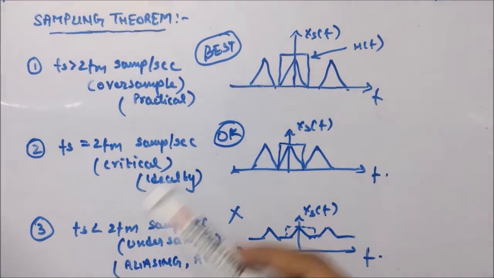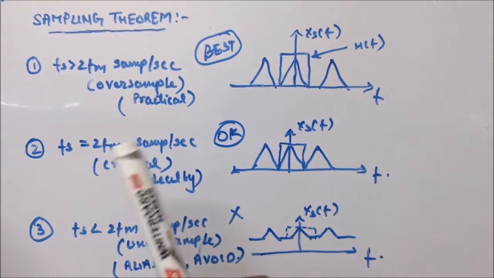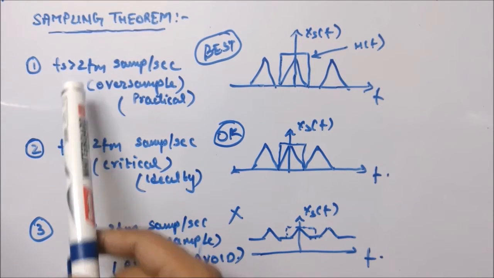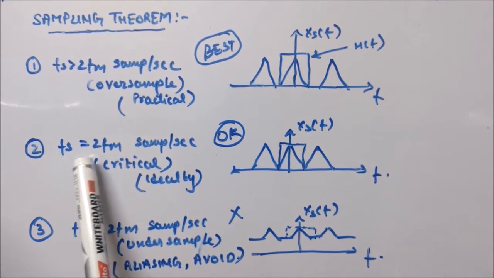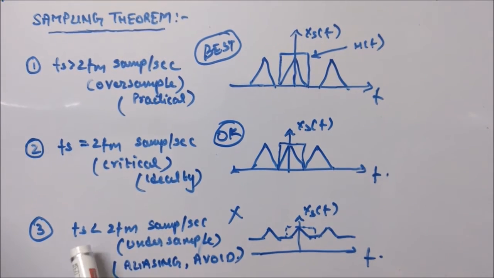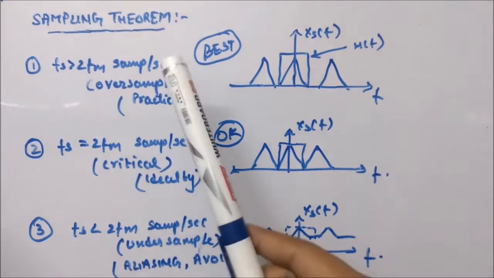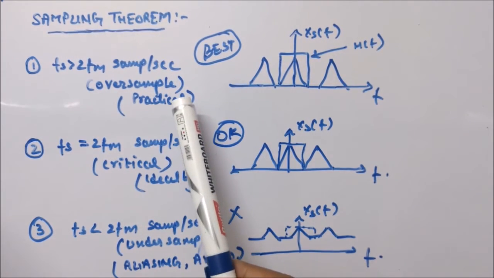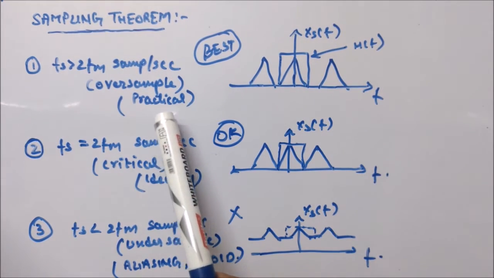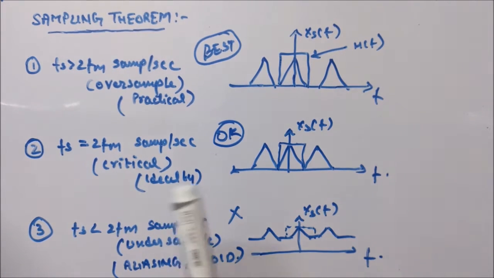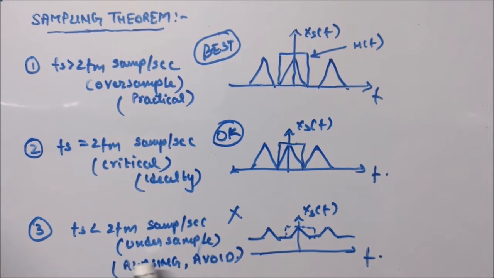Okay, so this is the summary of what I am trying to say in the sampling theorem. We had the first case where fs is greater than 2 fm, the second case fs is equal to 2 fm, and the third case fs is less than 2 fm. So these are samples per second units. The first case is called oversampling, which is the practical case. The second case is critical sampling, which is ideally possible. And the third case is undersampling, where aliasing occurs and we avoid this situation.